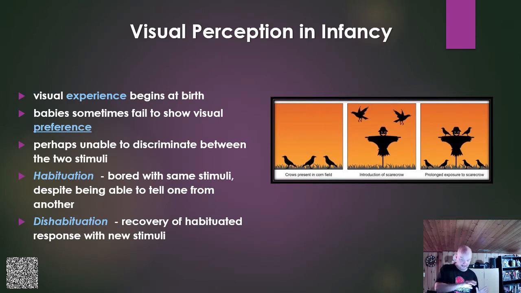So one explanation for why they didn't notice or spend extra time looking at the doll they'd already seen is that they're not discriminating between the dolls. They're not noticing that one they've seen and the others they haven't. The other explanation is that they actually don't prefer one over the other, despite the fact that they can tell them apart.